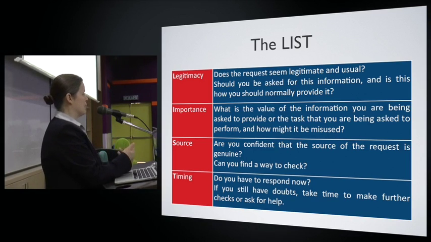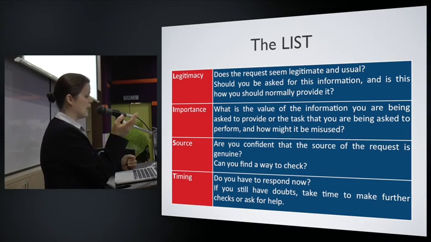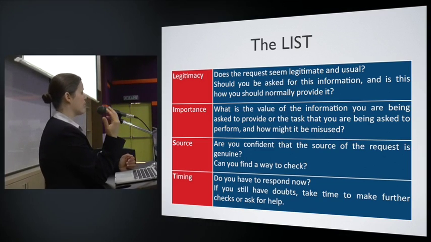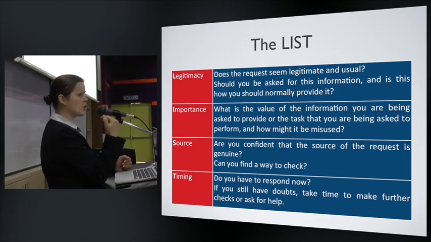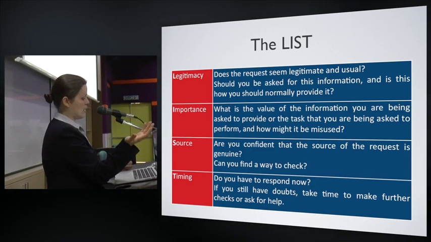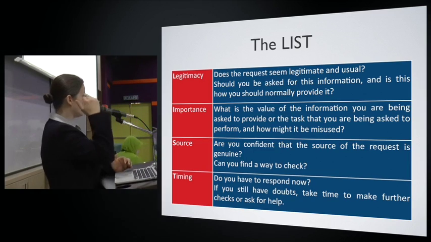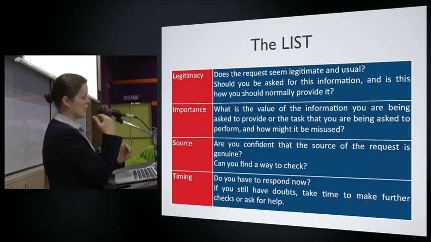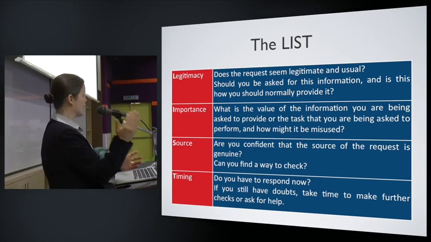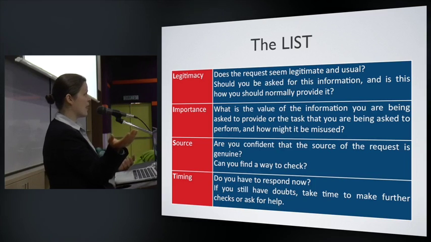Then the source, somebody's claiming to be, I don't know, the CEO or somebody really important, but are they really? And is there any way to check? Similarly, what is quite often a characteristic of social engineering attacks is the time. There's usually some urgency. You have to make a decision on the spot. And so an important question is, do you have to respond right now? And if you still have doubts after you think of all the previous points, is it really important to respond right now? Maybe you can take a few minutes to check and ask questions, or to ask for somebody else's help.